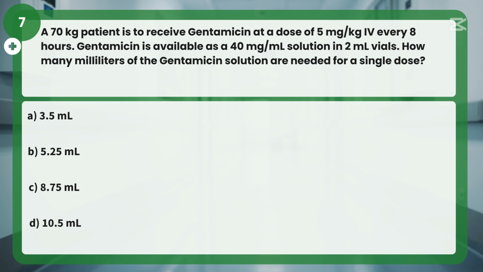A 70 kg patient is to receive gentamicin at a dose of 5 mg per kilogram every 8 hours. Gentamicin is available as a 40 mg per milliliter solution in 2 ml vials. How many milliliters of the gentamicin solution are needed for a single dose? A. 3.5 milliliters. B. 5.25 milliliters. C. 8.75 milliliters. D. 10.5 milliliters.